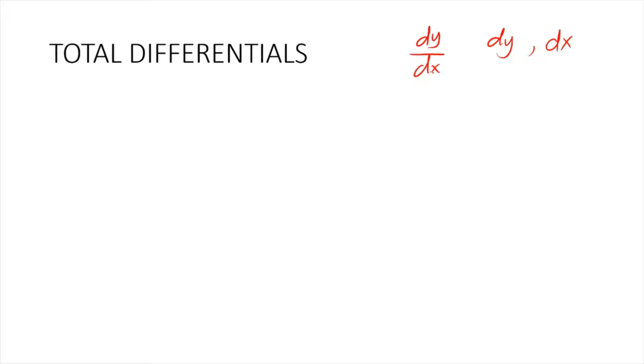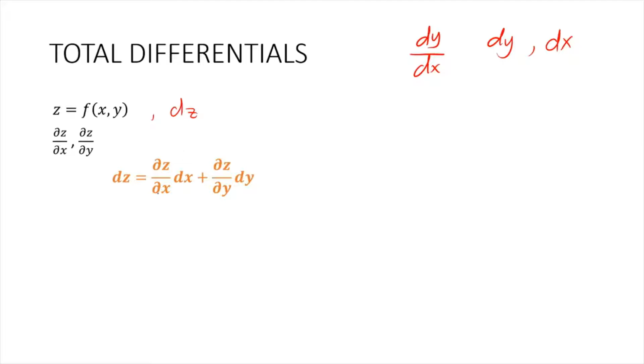So for functions that are defined in terms of two or more independent variables, say for instance z as a function of x and y, then we have partial derivatives, right? If you can still recall, we have partial derivative of z with respect to x and partial derivative of z with respect to y. So for this one, it's total differential, so that's dz, okay, the total differential of z is equivalent to the partial derivative of z with respect to x times the differential of x, all right?